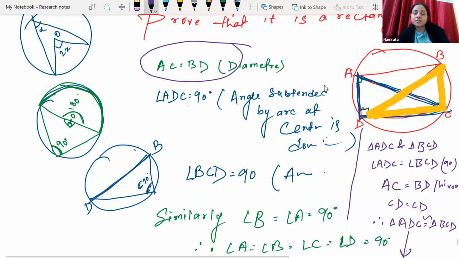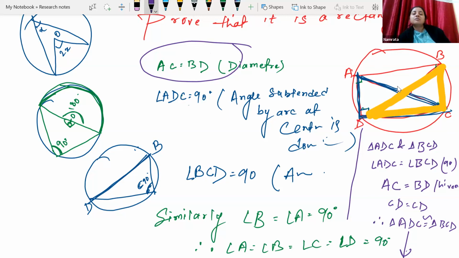So first thing first, we are having a circle. There is a cyclic quadrilateral. What's the meaning of cyclic quadrilateral? Any quadrilateral where all the vertices of that quadrilateral are lying on the circle. So ABCD is a cyclic quadrilateral over here. We have to show that this quadrilateral is a rectangle.